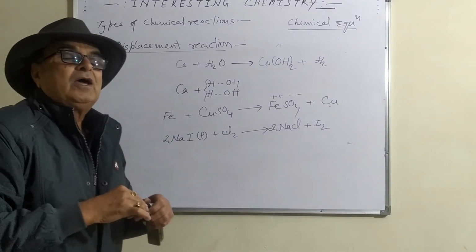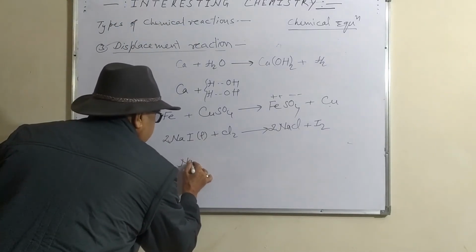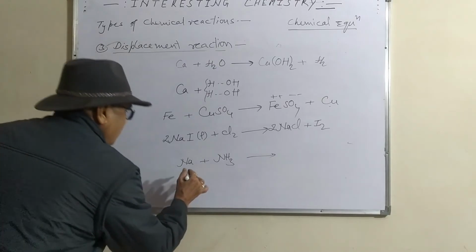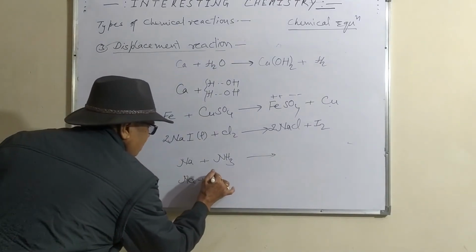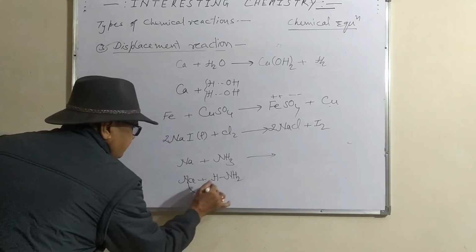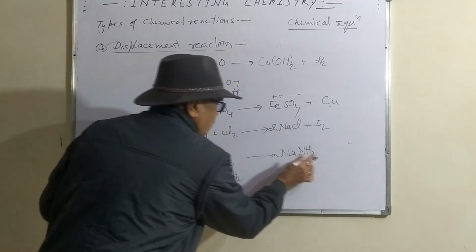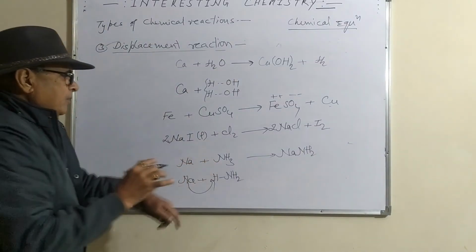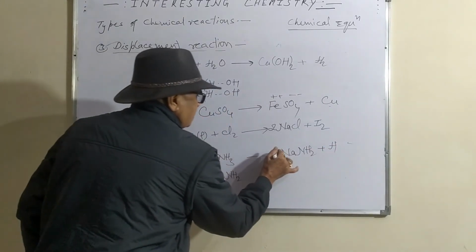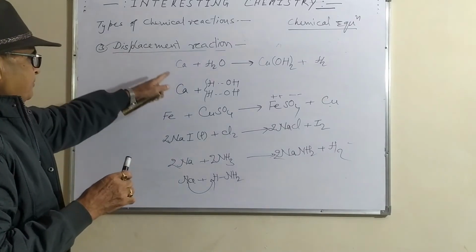Again, when you have studied so many equations, suppose there is sodium. Sodium is treated with NH3, with ammonia. So Na, write the formula of ammonia in this way, HNH2. Na will replace hydrogen. So this will be NaNH2, sodium amide, plus 1 hydrogen. So here 1 hydrogen, 2Na, 2NH3 gives 2NaNH2 plus H2.